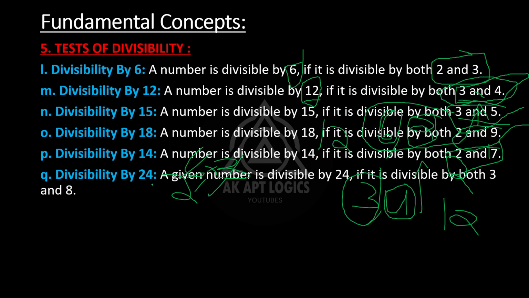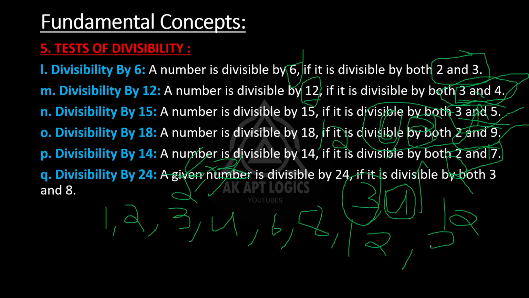Divisibility rule of 24. A given number is divisible by 24 if it is divisible by both 3 and 8. 24 has factors 1, 2, 3, 4, 6, 8 and 12. I may forget anything.